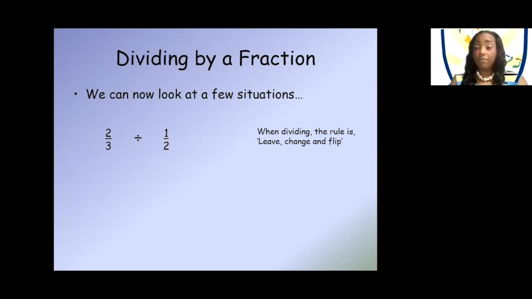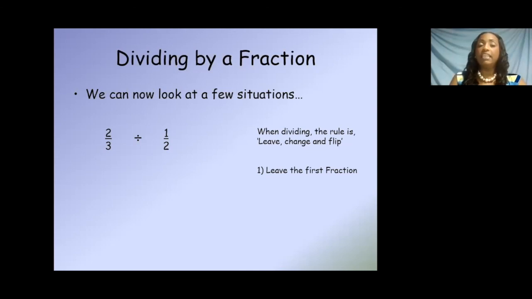Okay, if you remember from the clip that you just saw, the rules are you want to leave, change, and flip. In other words, what you want to do is find the reciprocal. So when dividing fractions, it's the same thing as multiplying by the reciprocal. And what is the reciprocal? Remember, the reciprocal is just switching places between the denominator and the numerator. So the denominator and the numerator switch places when you're finding the reciprocal.